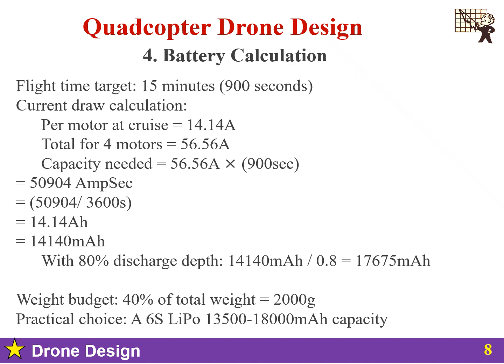So we move on to the next component, that is the battery, and we will look at the battery calculation for a 5 kg drone. Battery sizing for a 5 kg drone involves complex trade-offs between flight time, power delivery capability, weight constraints, and safety requirements. Flight time target is 15 minutes, that is 900 seconds. Notice, we have reduced the flight time from 20 minutes in the 3 kg drone.